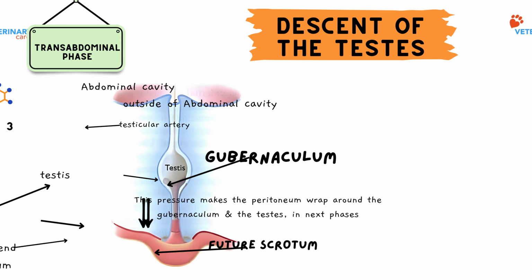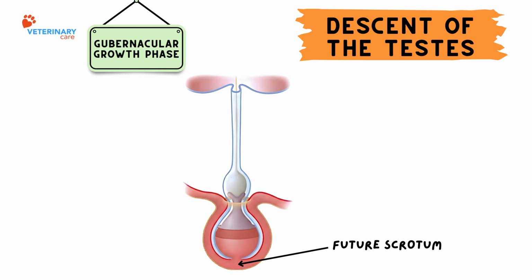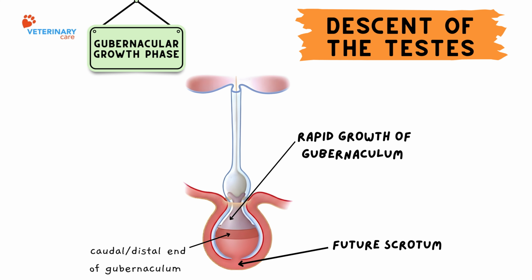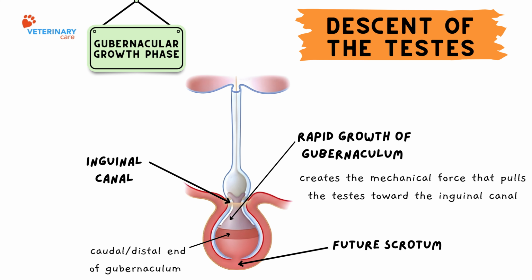The second phase is the gubernacular growth phase. Here, the distal part of the gubernaculum undergoes rapid growth into the future scrotal region. This growth creates the mechanical force that pulls the testes toward the inguinal canal. This phase depends on androgens, particularly testosterone, for proper development.